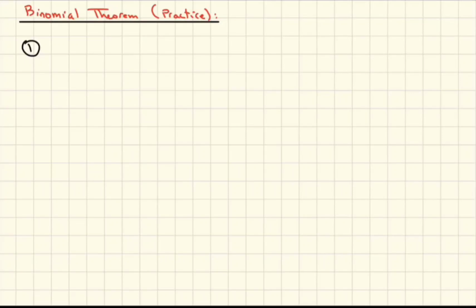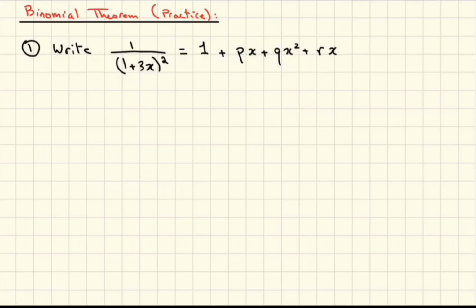In this video, we're gonna do some practice on binomial theorem with rational exponents. So let's say we have a question. Write 1 over (1 plus 3x) exponent 2 as 1 plus bx plus qx squared plus rx cubed. For sure, because we have rational exponents, we're gonna have infinitely many terms in the expansion. But the question is only write up to x cubed.